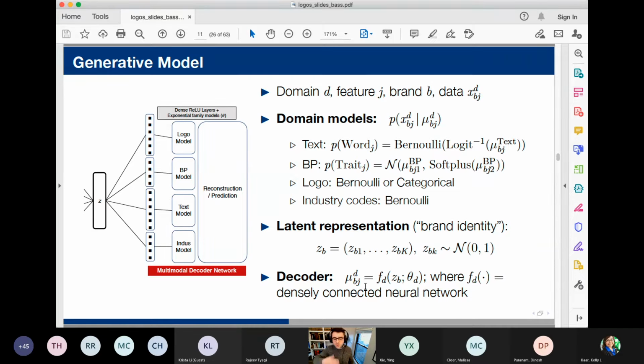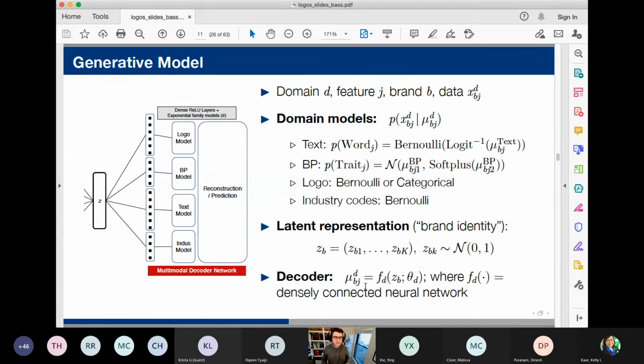It's just essentially a deterministic function. After you've got that Z, it's just this function, this map from Z to the mu's. And so really the heart of this model is all about that Z. Once you have Z, you know everything there is to know about the brand. So how do we then infer this Z?